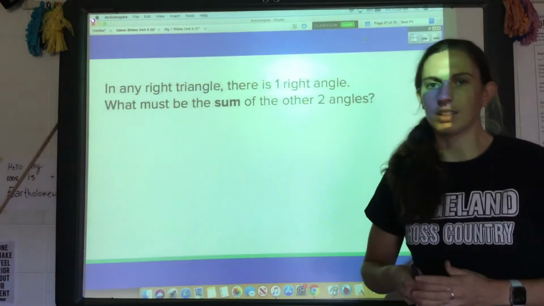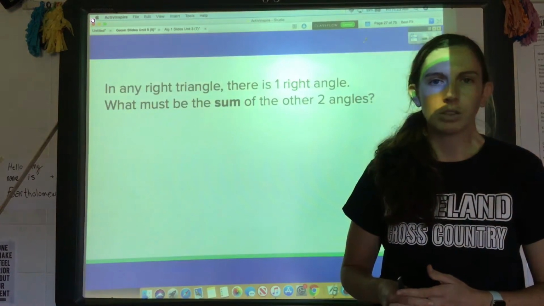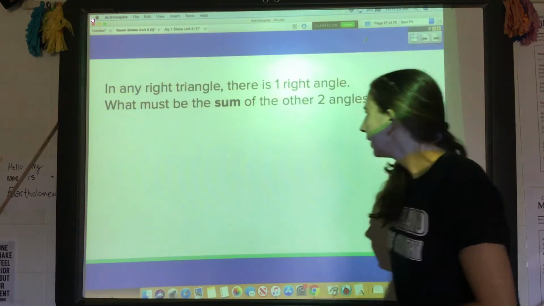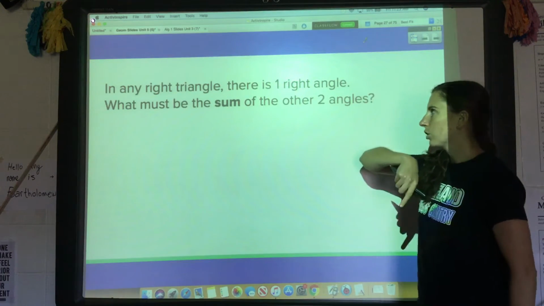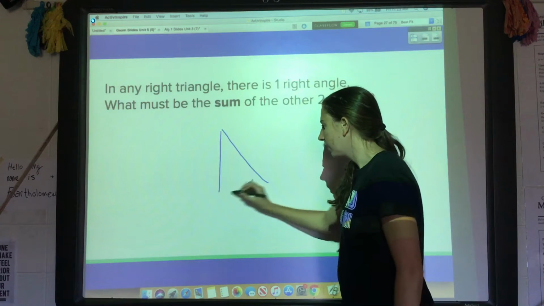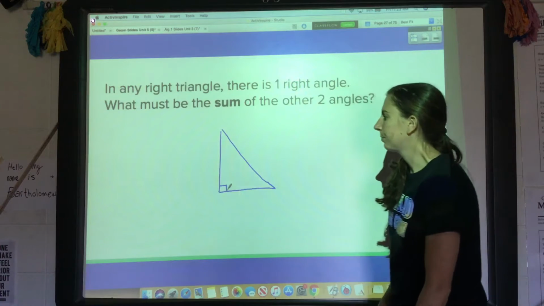So this video is on something called Trig Complements. Remember, if two angles are complementary, they add up to 90 degrees, so keep that in mind. All right, in any right triangle, there's obviously a right angle. So you've got a right triangle, and that means it's got one right angle.